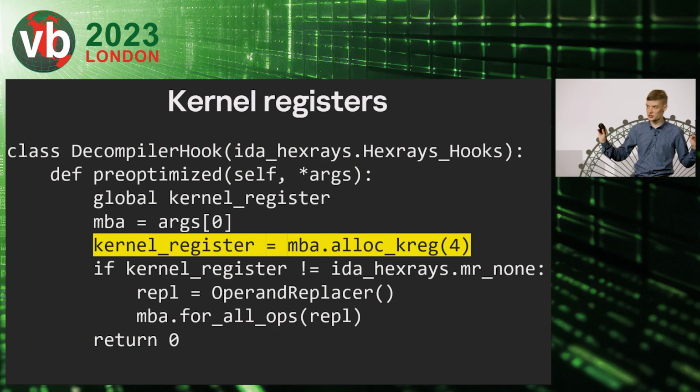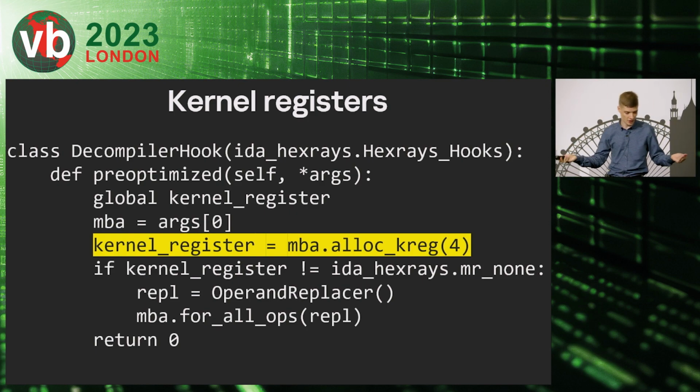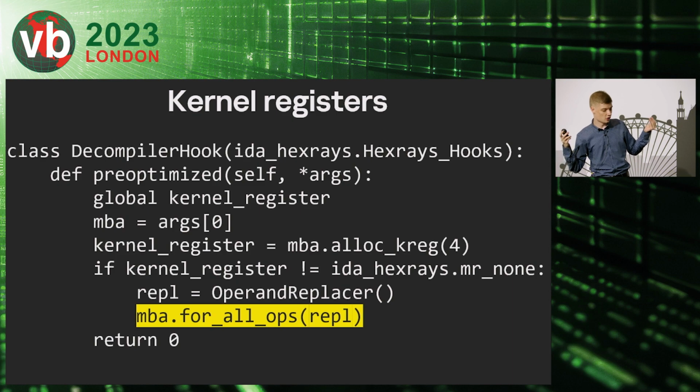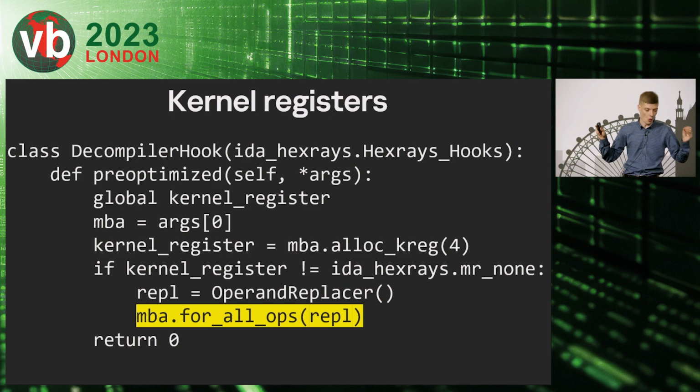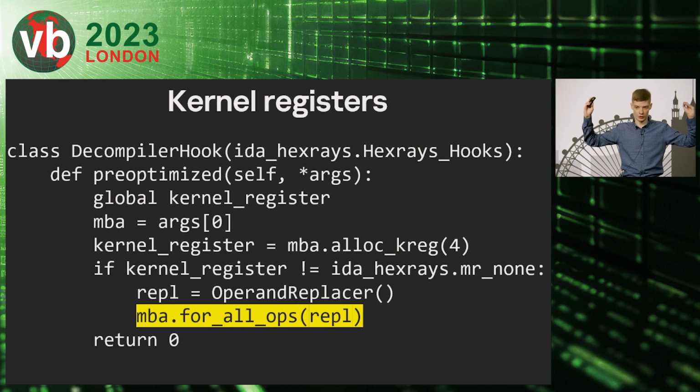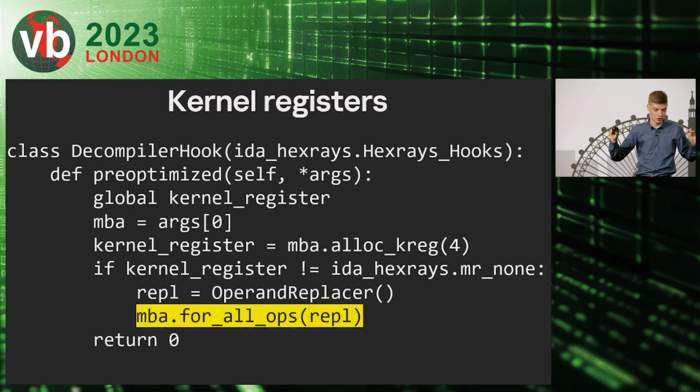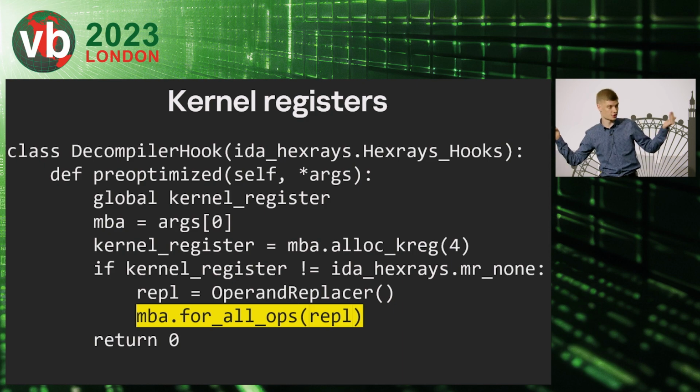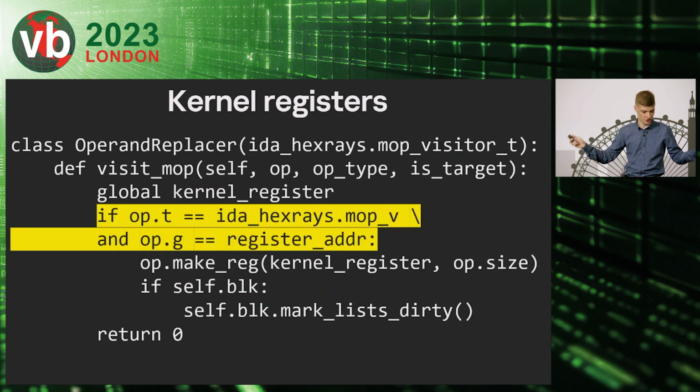Now, what I do next is allocate the kernel register, the one I told you about. And then I invoke this for_all_ops method. This method allows us to iterate over all operands of all microcode instructions, and it allows us to perform some action with those operands. This operand replacer class, which you see on the screen, performs those actions. Let's look at the contents of this class.